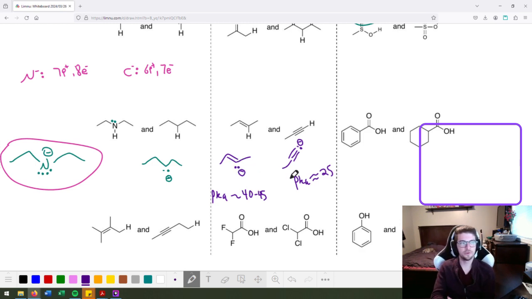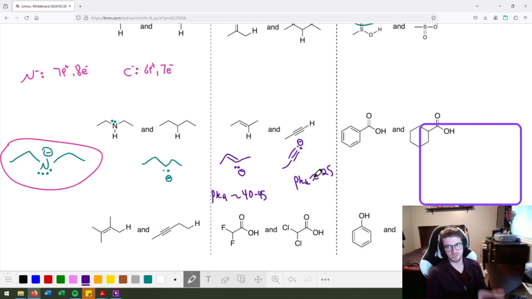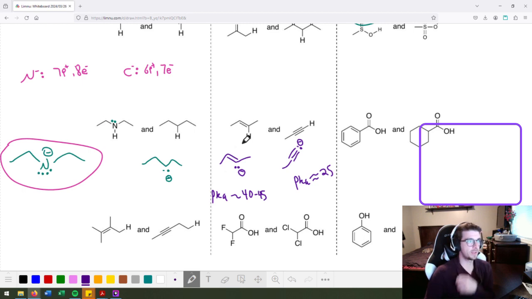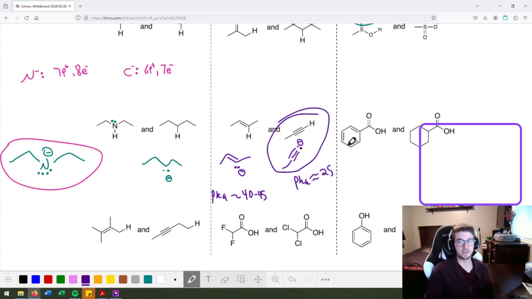And notably for these, there is absolutely no resonance stabilization for either of these molecules. Again, the alkyne is stabilized by the anisotropic effect, which I'm not going to get into right now because I don't want to. But the alkene is effectively not stabilized at all. So this is very much skewed towards the alkyne being vastly more acidic.